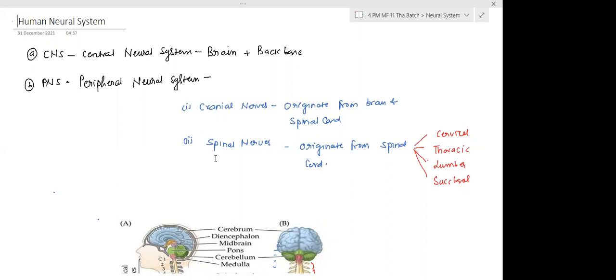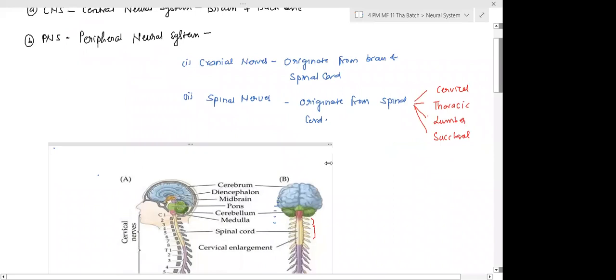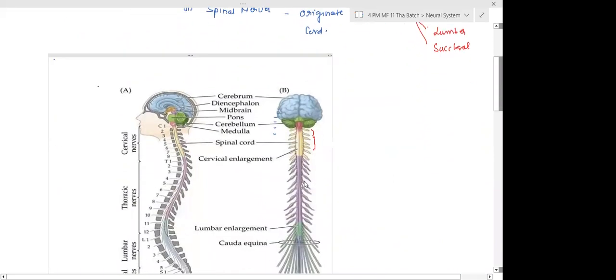So what are the cranial nerves, Affaf? We discussed in last class. The ones that originate from brain. Yeah, they originate from the brain and neck region, right? Again, they originate from the brain and spinal cord. Spinal cord means neck region. Again, the spinal nerves, they originate from the spinal cord only, not from the brain, right?